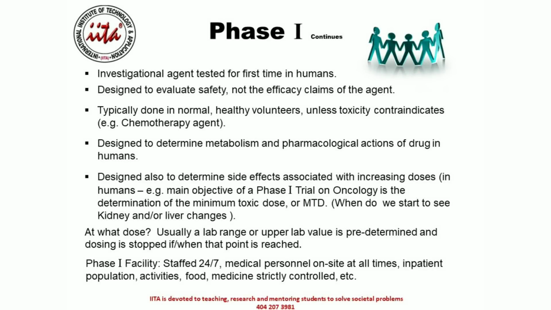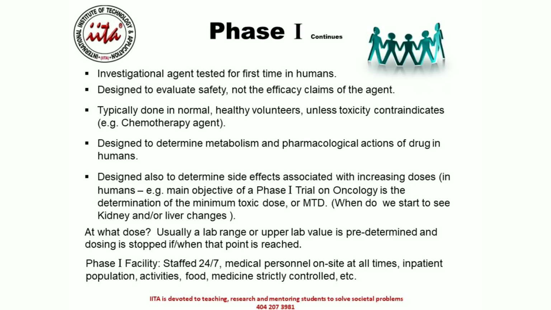Phase 1 continues with the investigational agent tested for the first time in humans, designed to evaluate safety, not the efficacy claims of the agent. This is typically done in normal, healthy volunteers unless toxicity contraindicates. Designed to determine metabolism and pharmacological actions of a drug in humans, as well as also determining the side effects associated with increasing doses. At what dose? Usually a lab range or upper lab value is predetermined, and the dosing is stopped if and when that point is reached.